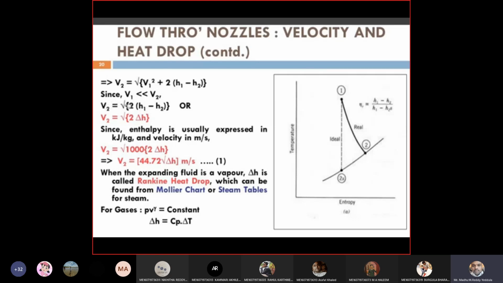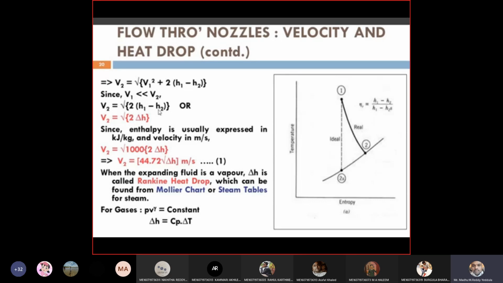What are the units required for velocity? Meters per second. But what are the units for enthalpy? Enthalpy units are kilojoules per kg, but kilojoules per kg is not what we require. I require only joules per kg. One joule is one Newton meter, so joules per kg is Newton meter divided by kg. Again, 1 Newton is 1 kg meter per second squared. Therefore, if you take the enthalpy in joules per kg, the final units you get are meter squared per second squared.